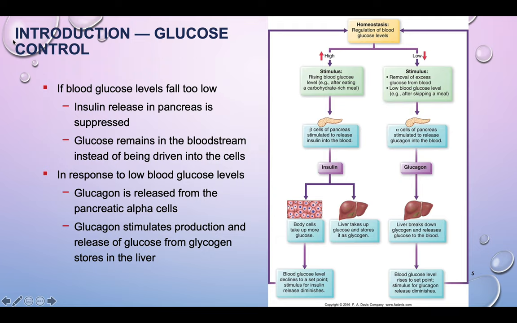So in response to low blood glucose levels, glucagon is released from the pancreatic alpha cells, and then that stimulates the production and release of glucose from glycogen stores in the liver. So it's like a little stimulant, the glucagon. And then the liver will release it or produce it, whichever one it needs to do.